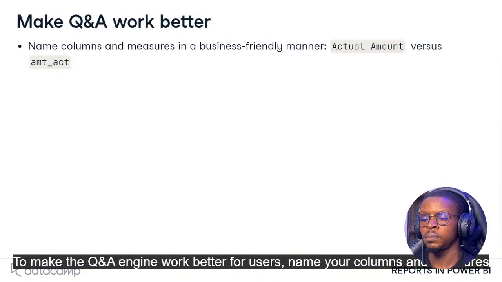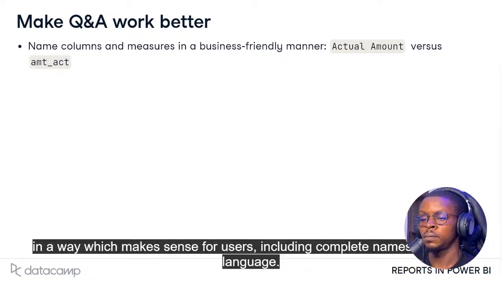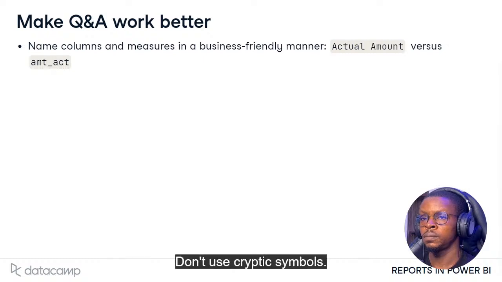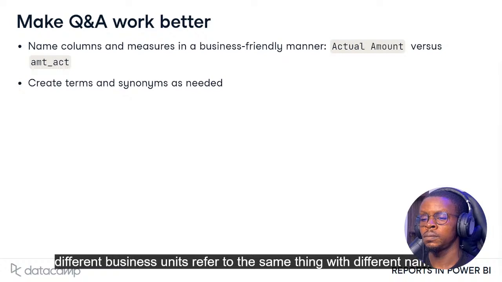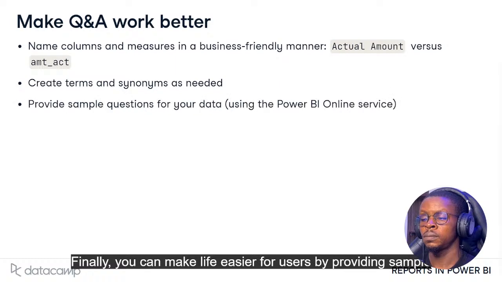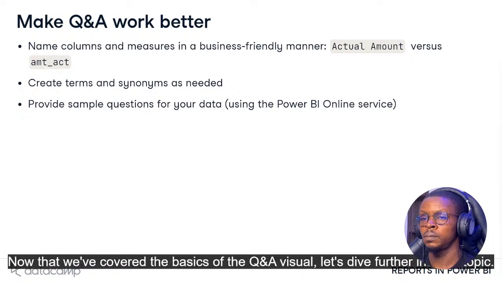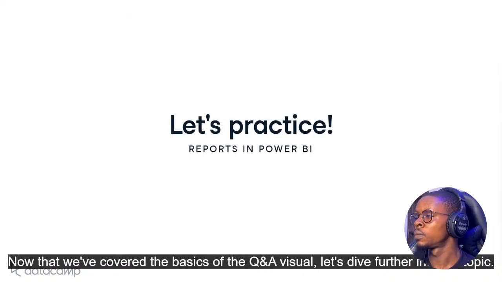To make the Q&A engine work better for users, name your columns and measures in a way which makes sense for users, including complete names in natural language. Don't use cryptic symbols. Create terms and synonyms to make life easier, especially when different business units refer to the same thing with different names. Finally, you can make life easier for users by providing sample questions, giving them an idea of what types of queries they can ask. Now that we've covered the basics of the Q&A visual, let's dive further into the topic.